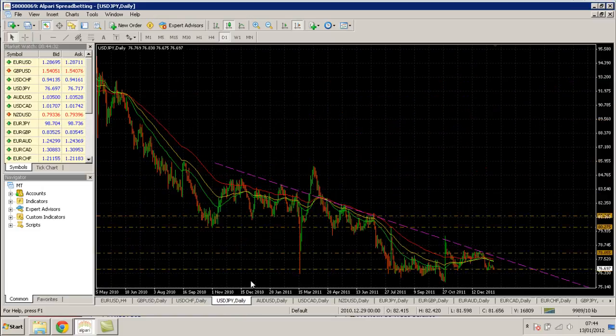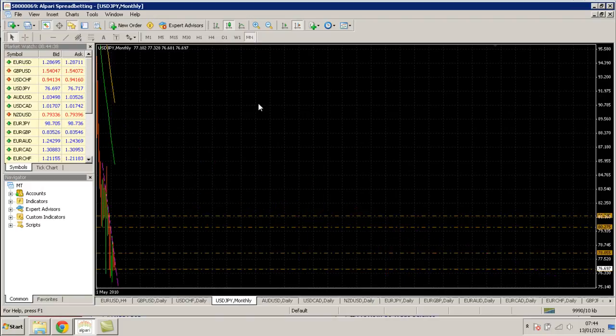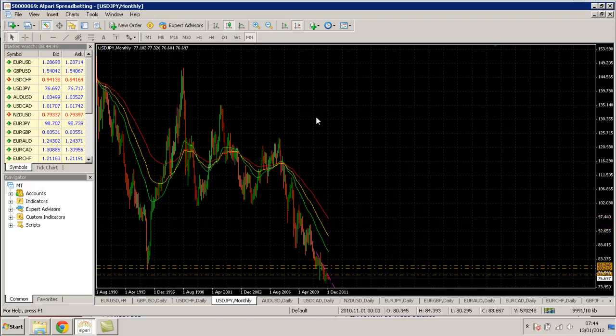So let's have a look at yen. Yen's in quite an interesting position at the moment, because if we have a look on the monthly chart, it's never really been this low, certainly going back as far as our systems indicate, which is the 1st of August 1990, so that literally is back in the day.